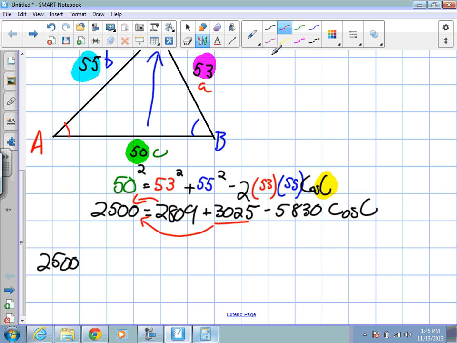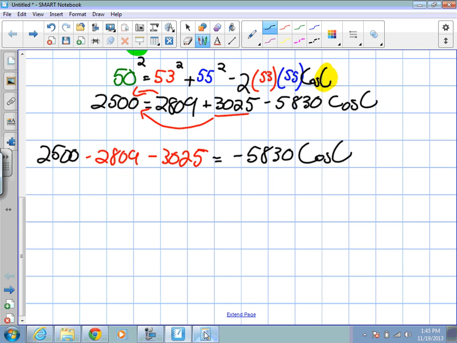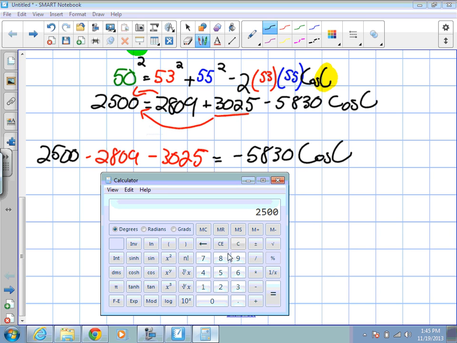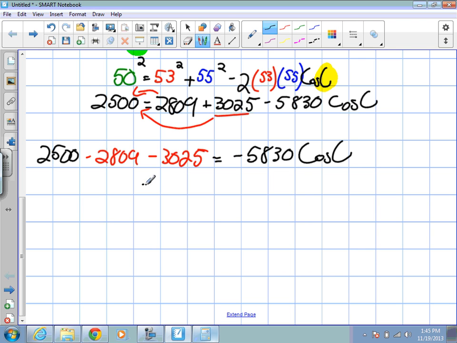That becomes 2,500 subtract 2,809. Subtract 3,025. Okay. Equal sign. Is equal to, all that's left is this negative 5,830 cos C. We'll equate what's on the left here. So 2,500 subtract 2,809. Subtract 3,025. Negative 3,334. Now this is a negative number. This seems odd. Let's see if this will still work for us.